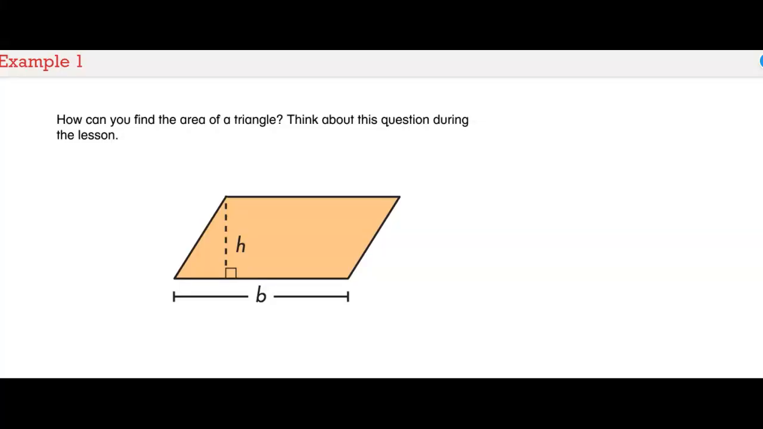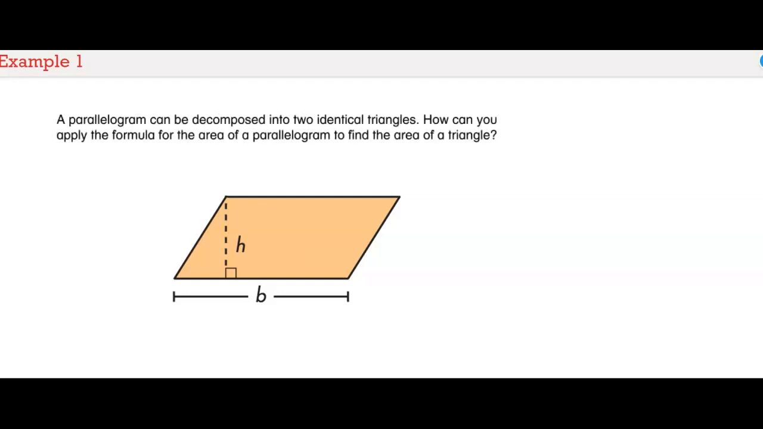Area of a triangle? Think about this question during the lesson. A parallelogram can be decomposed into two identical triangles. How can you apply the formula for the area of a parallelogram to find the area of a triangle?